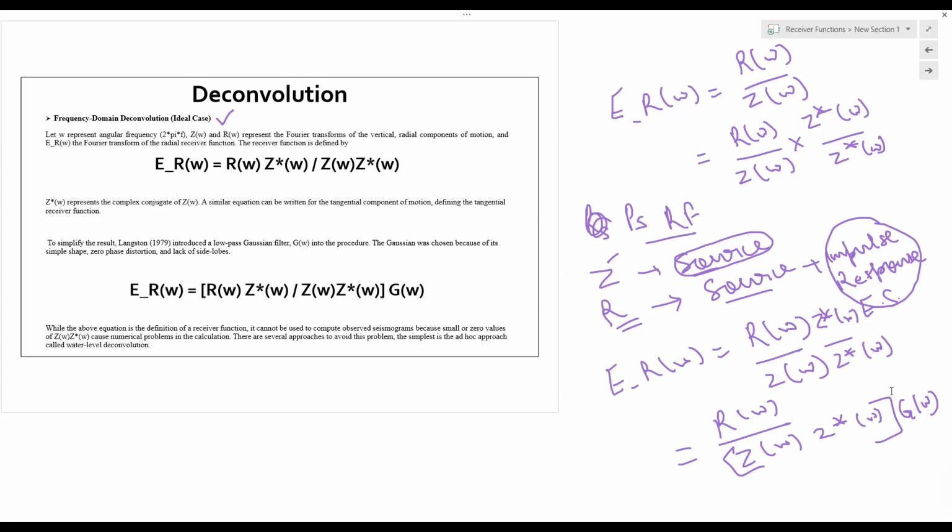Okay, so this is the ideal case. In the ideal case, if you just do that, then your receiver function should be computed.